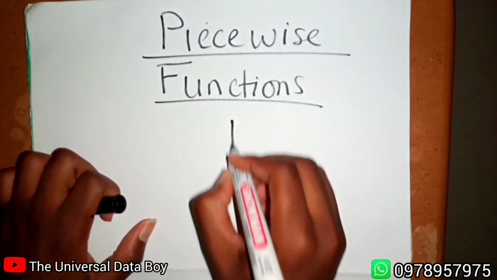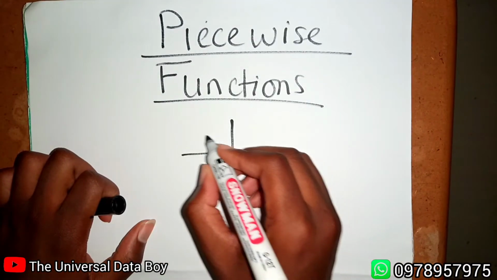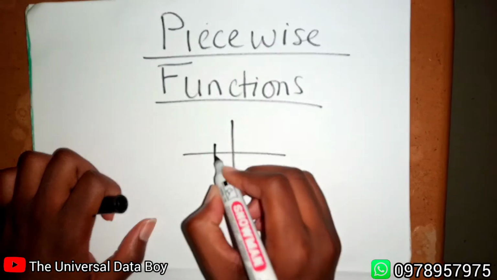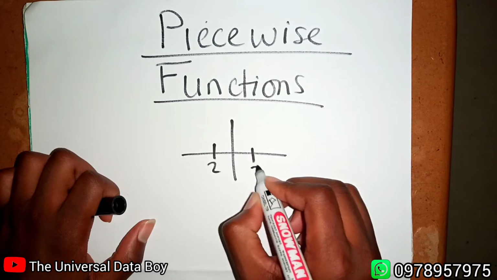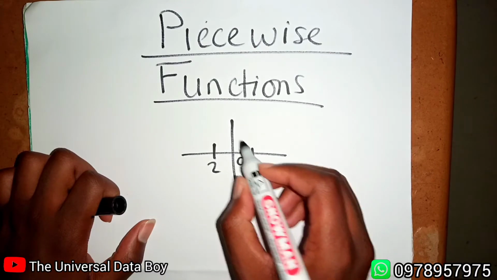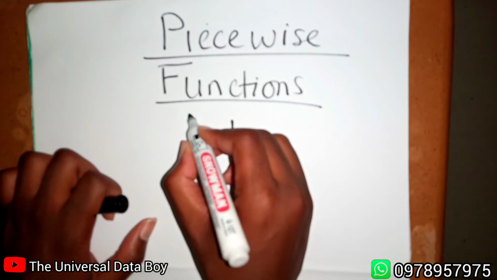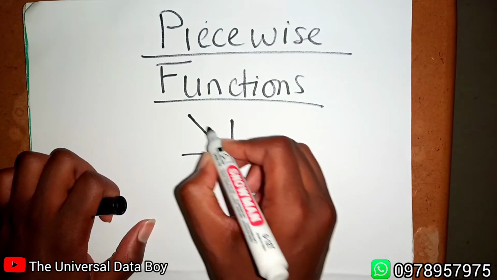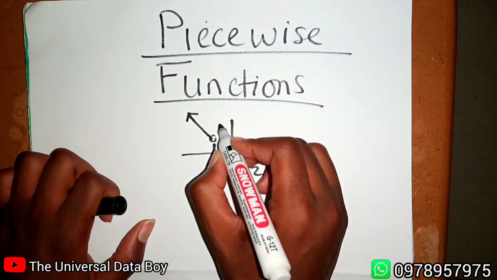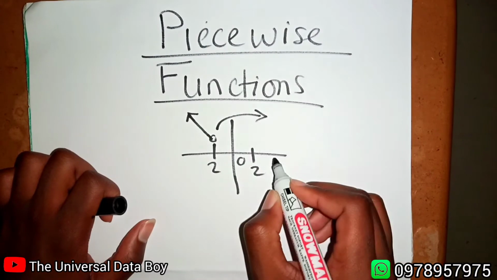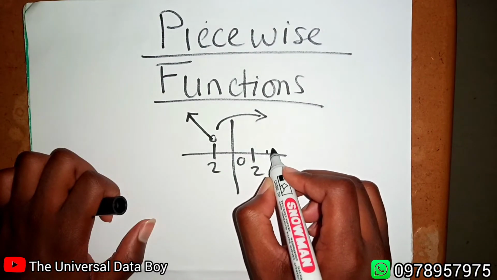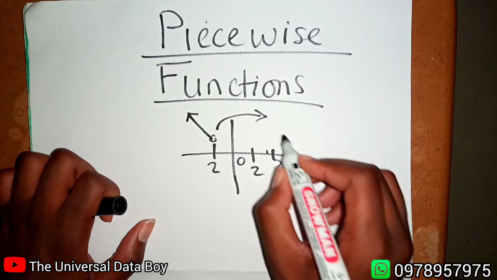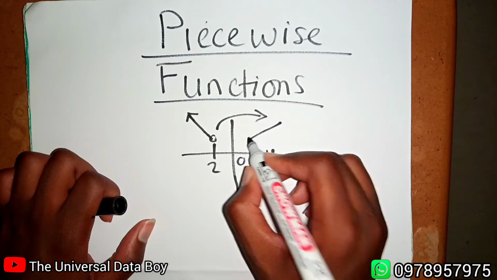Okay, let's say your graph is like this. Then you have your function. It's coming. Let's say this is 2, this is 0. So this function is coming, and then when it gets to 2, the function changes and it starts going like this. Maybe it goes to a certain value, let's say 3. At x equal to 3, the function drops like that.